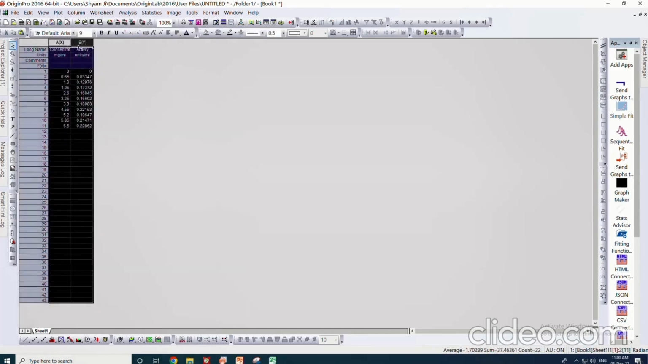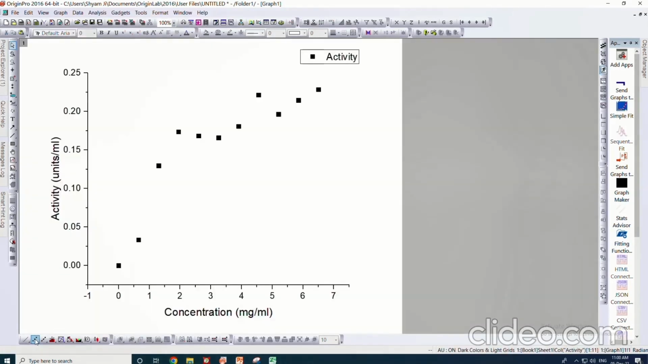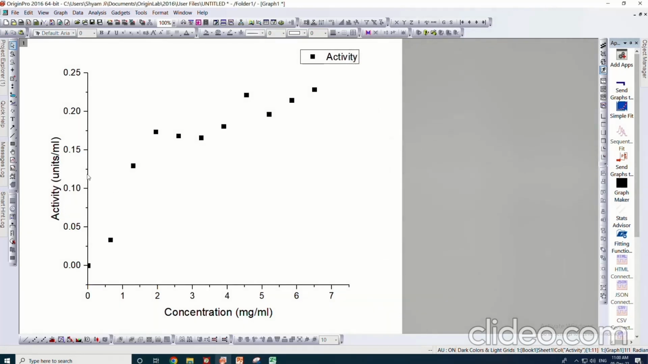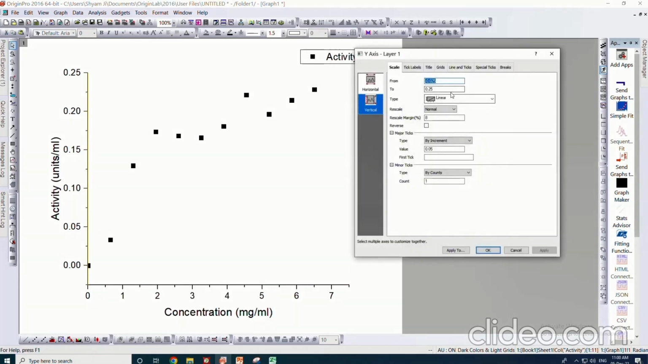Now we will plot the scatter graph from here. Here is the scatter graph. Firstly, the scale can be corrected before analysis of the graph. We will make it 0. We will do the same with the y-axis also. Okay.